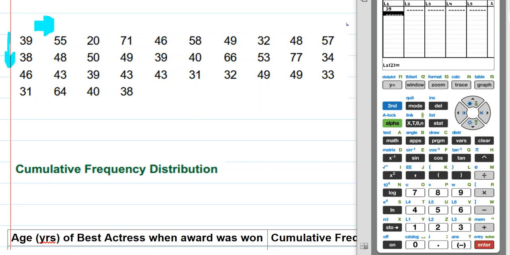39, enter. 55, 20. Remember garbage in, garbage out. 71, 46. 58, 49, 32, 48, 57. Oops, back arrow, 57.